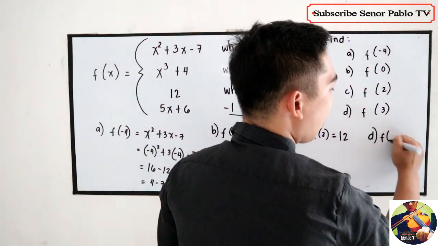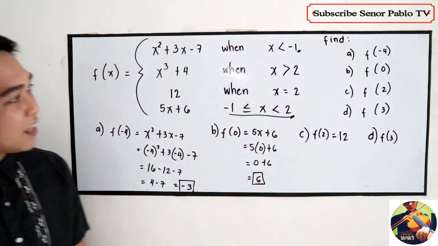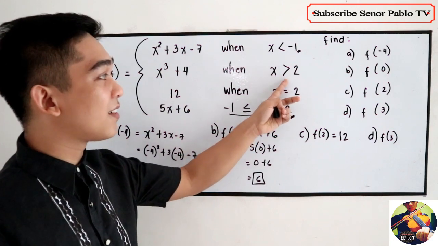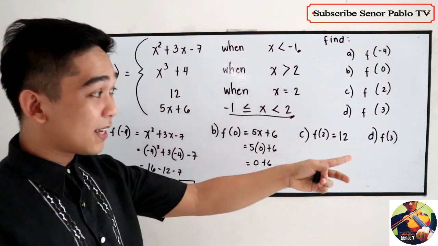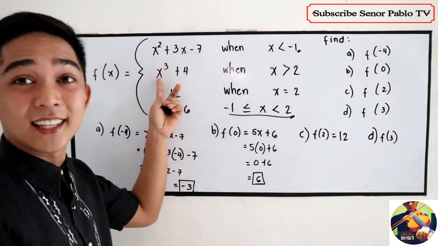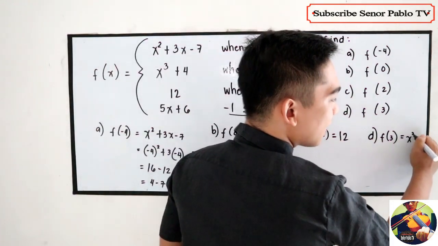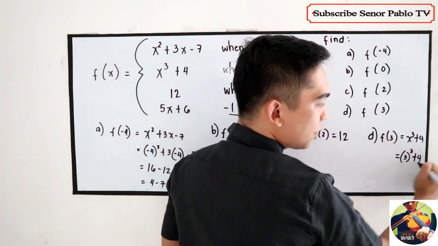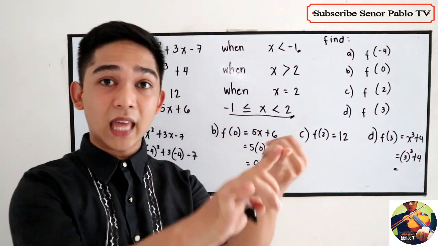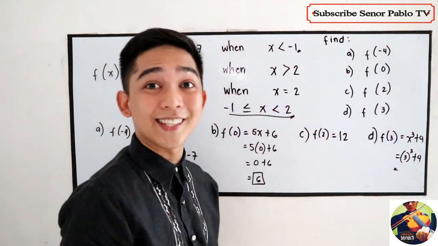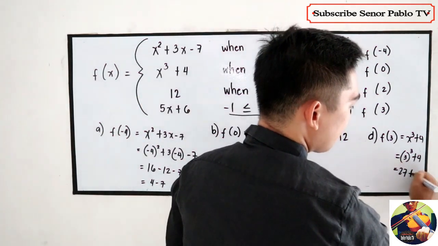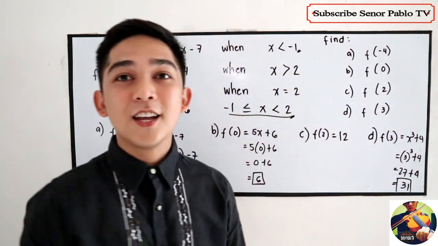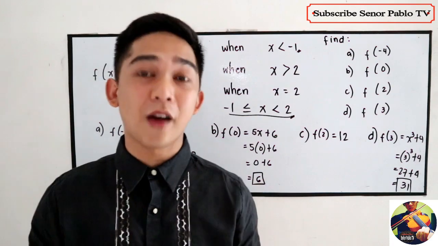D. F of 3. I-check natin f of 3. Siyempre, kitang-kita natin. X is greater than 2. So, mas malaki si 3 kay 2. Kaya, ito yung gagamitin natin. X cubed plus 4. Then, substitute natin 3 cubed plus 4. 3 cubed is 3 times 3 times 3, which is 27. 27 plus 4. And our f of 3 is 31. So, yan ang evaluating piecewise function.